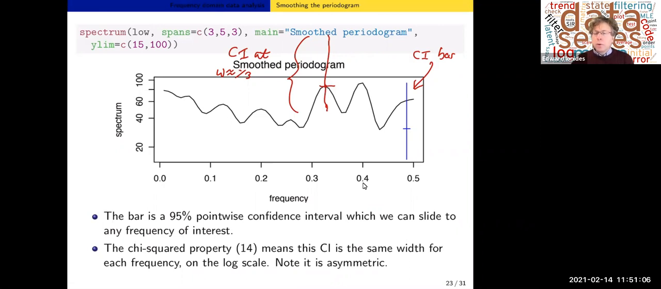Now, why is this bar done like that? Well, the chi-squared property means that the confidence interval is the same width for each frequency on the log scale. So it has this nice property that you can just move this thing along each frequency and it just works fine. It's asymmetric because the chi-square distribution is asymmetric. And well, I guess this is a log chi-squared distribution, but that's still asymmetric.